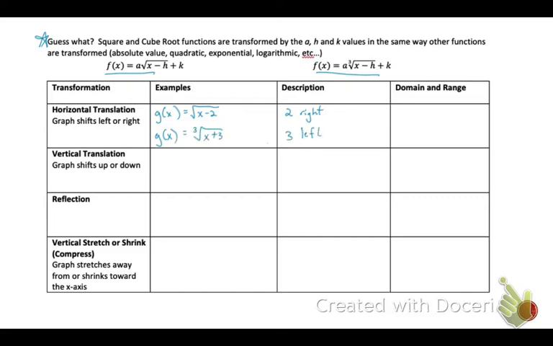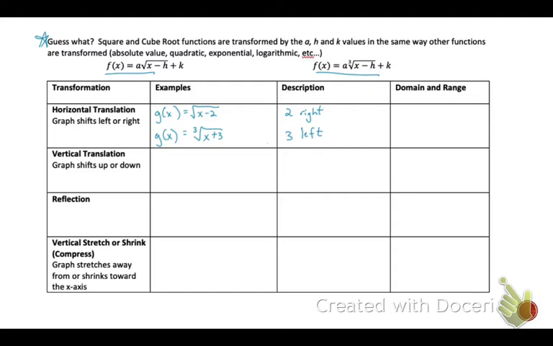Now let's look at another example. So let's do a cube root. G of x equals the cube root of x plus 3. We have an h value now of negative 3, so that means our graph is shifting 3 to the left. As I'm sure you recognize, you know how the h value affects the graph of a function. Now let's talk about domain and range.